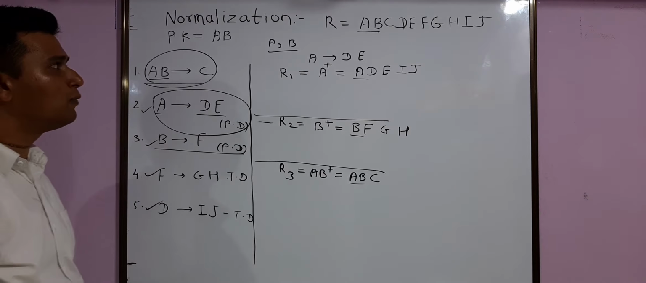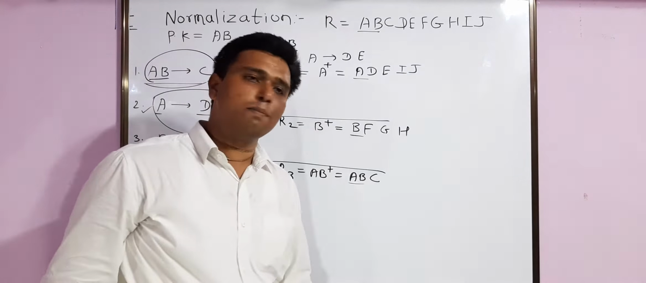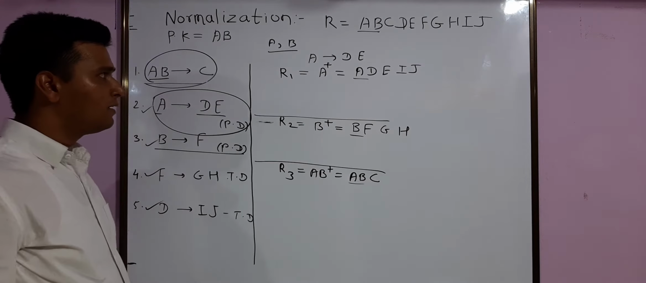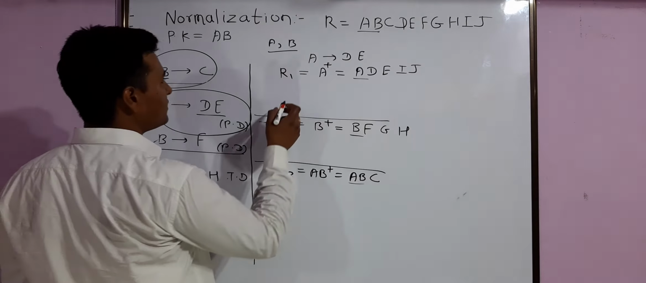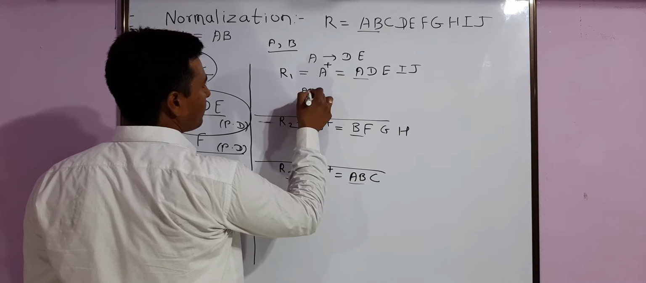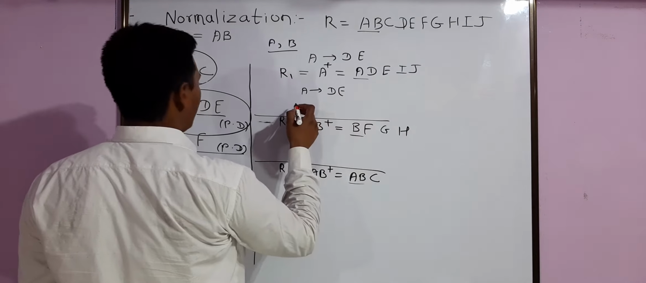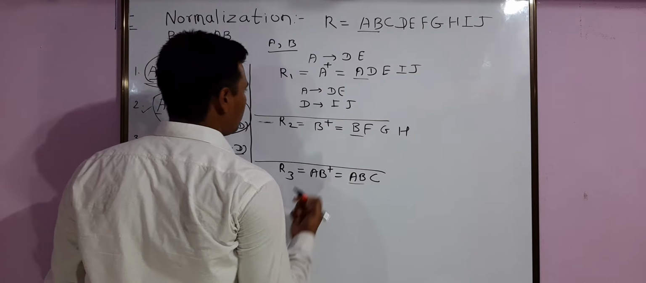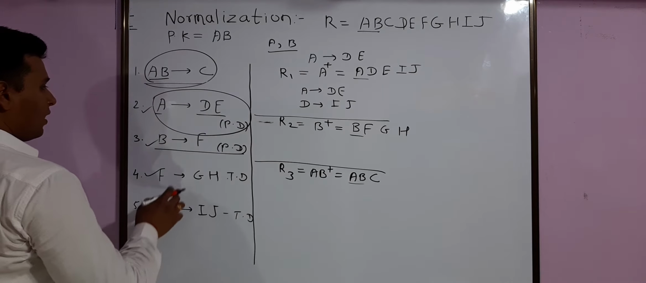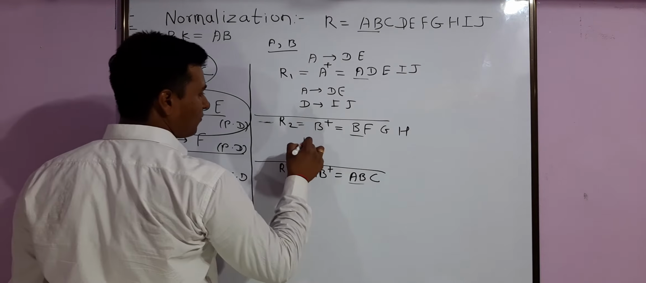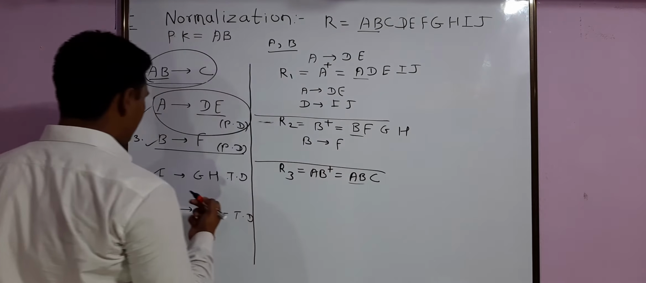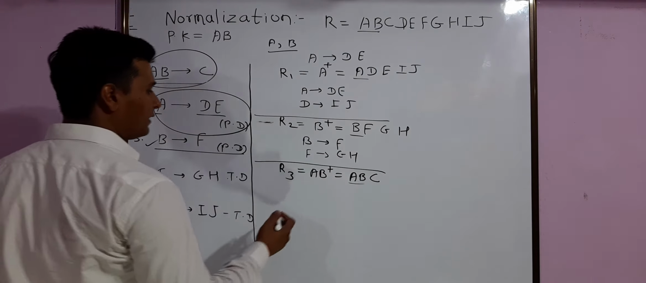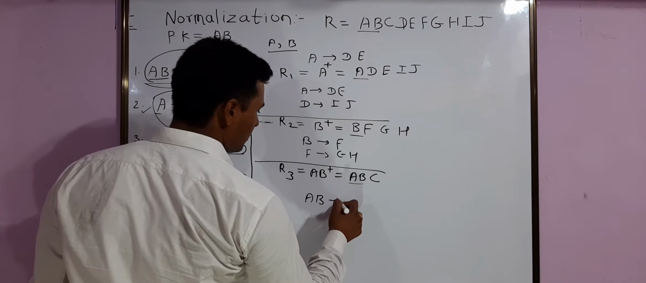So now we have decomposed the original relation R into three tables, that is R1, R2 and R3. Now we will also divide those functional dependencies. R1 has the functional dependency A determines DE, and again D determines IJ. Hope it is visible. Now what is R2? R2 has B determines F, and F determines GH. And R3 has one functional dependency, that is AB determines C.